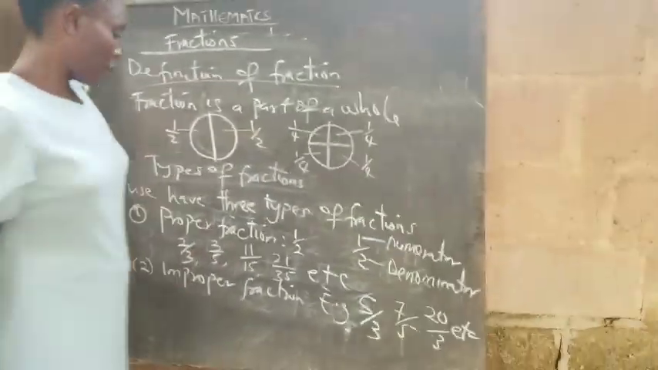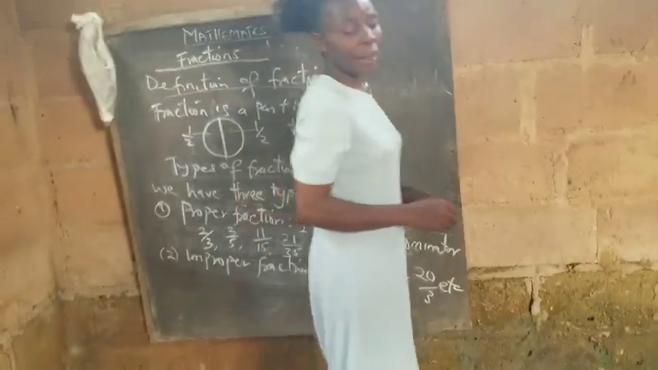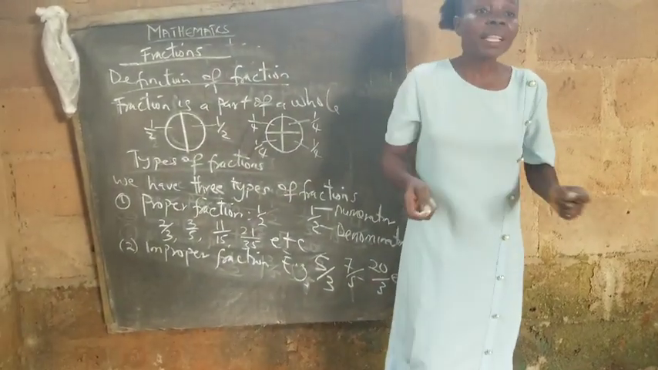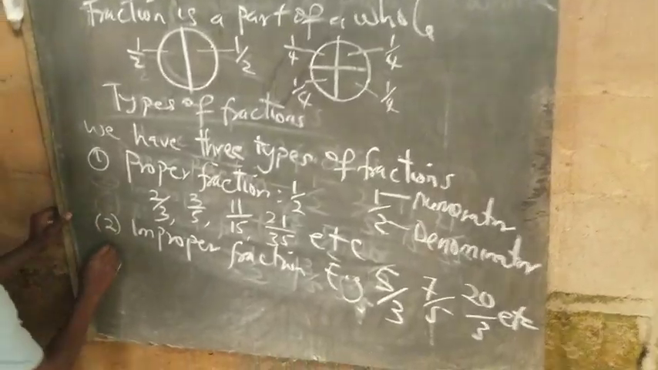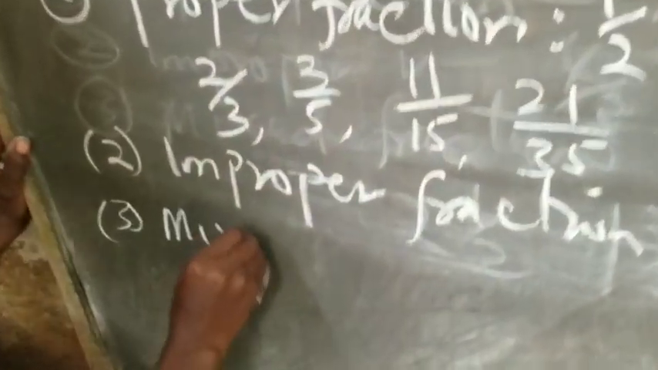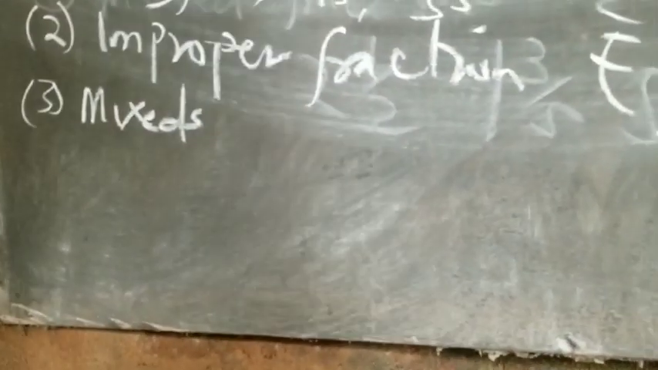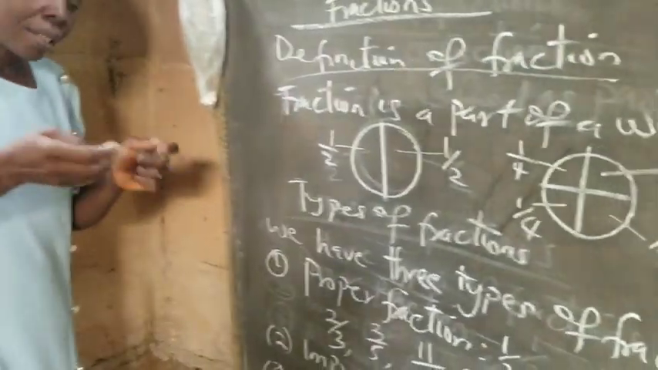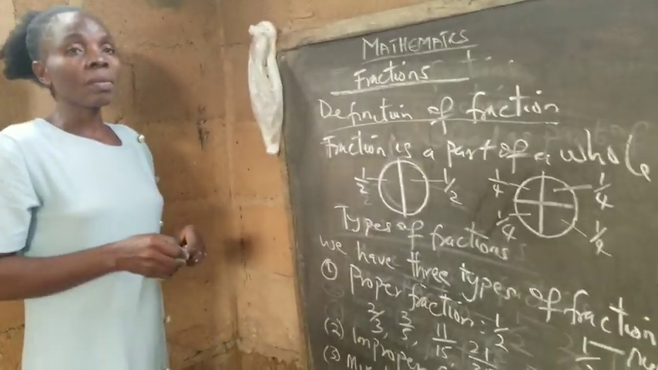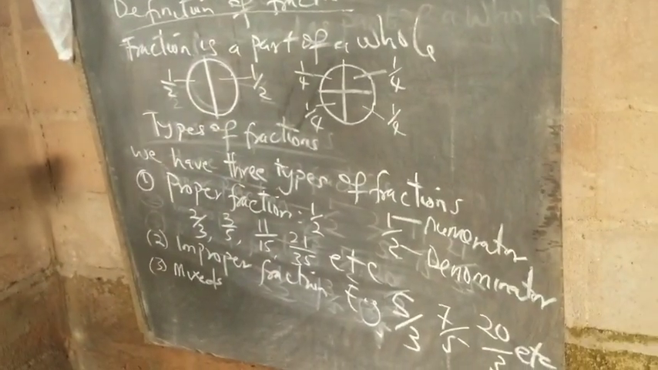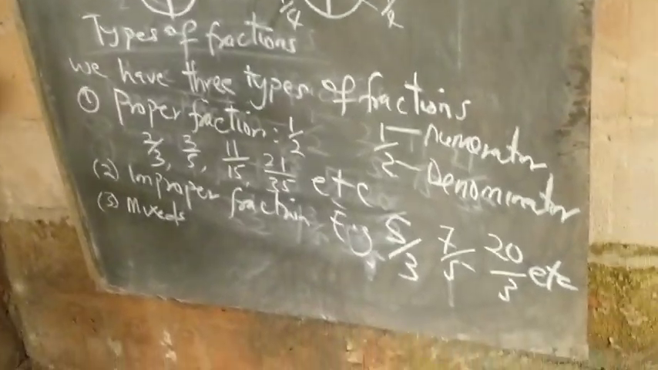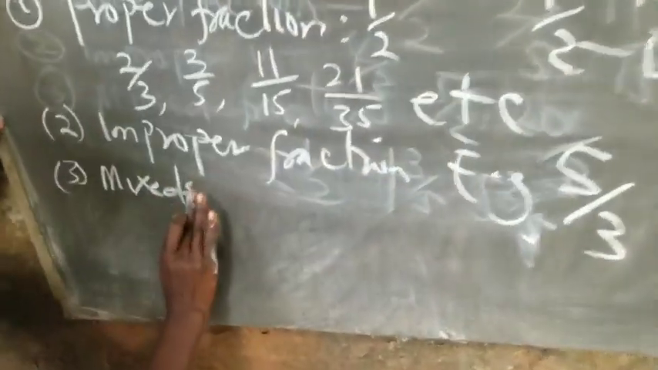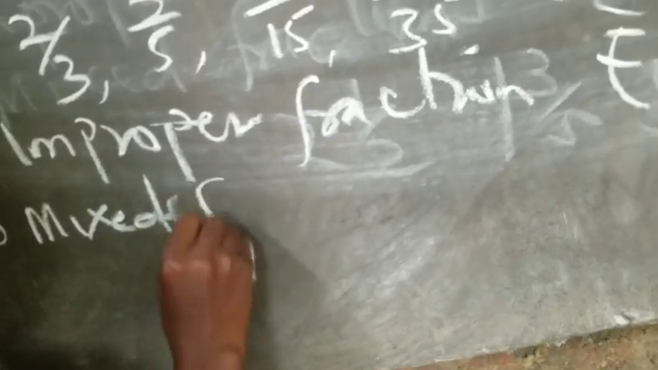Improper fractions. The next type of fraction we'll talk about is mixed fraction. Now, mixed fractions are simply fractions that have two parts. The first part is a whole number part, and the other part is the proper fraction part. Mixed fraction contains two parts: whole number and proper fraction.